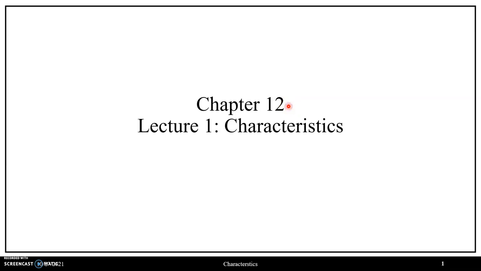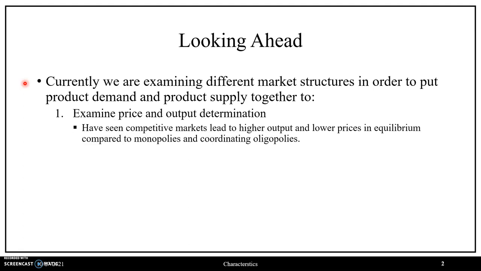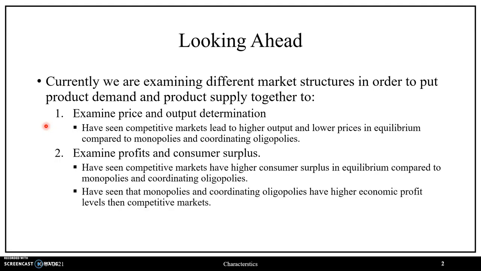In this video, we begin our discussion on Chapter 12, in which we go over the characteristics of monopolistic competition, where, looking ahead, currently we are examining different market structures in order to put product demand as well as product supply together to 1. Examine price and output determination, where we have seen that competitive markets lead to a higher amount of output and lower price point in equilibrium compared to that of the monopoly and coordinating oligopoly market structures.